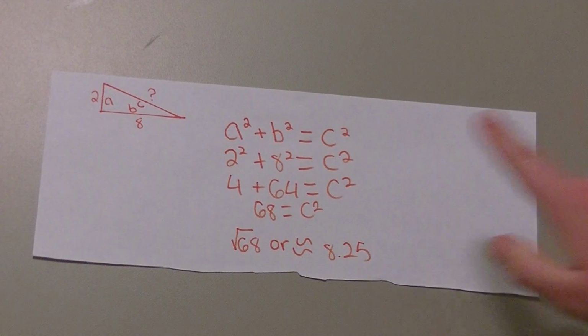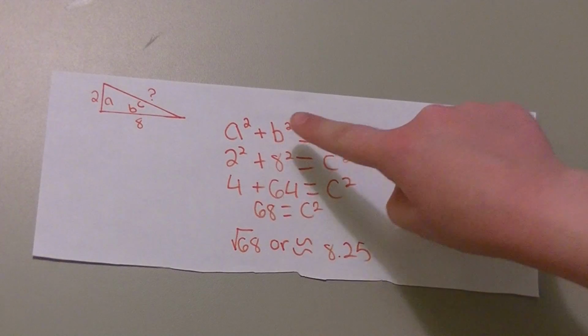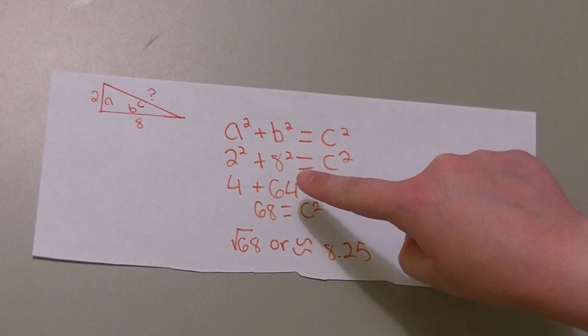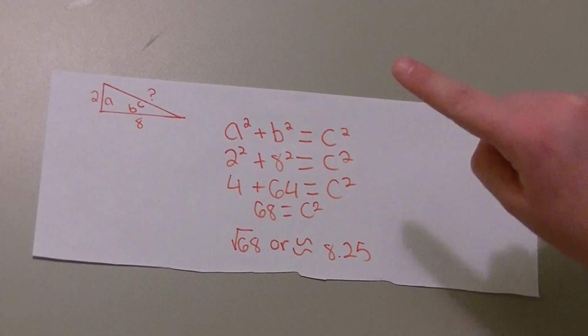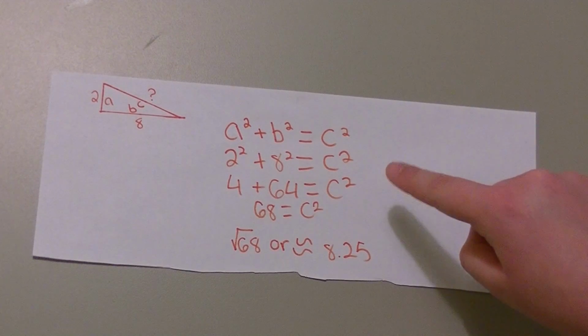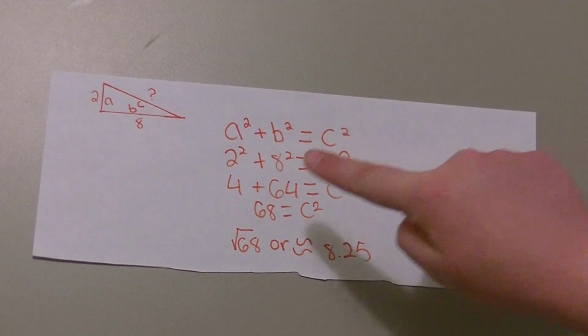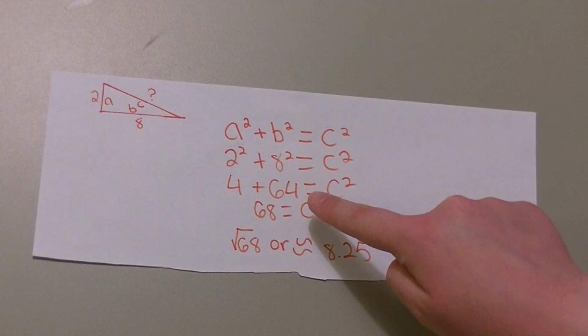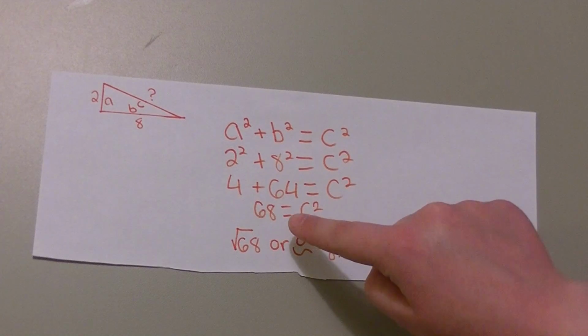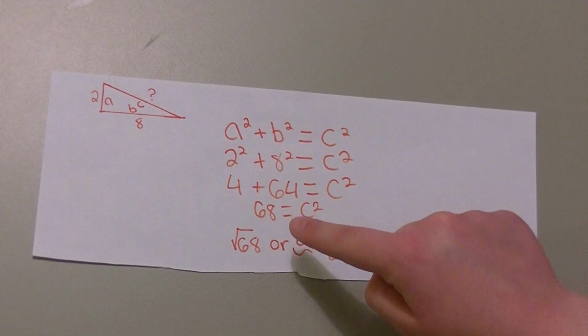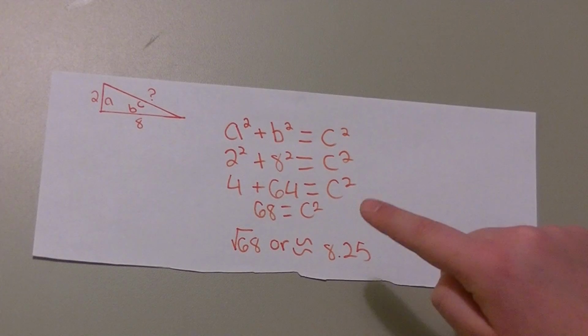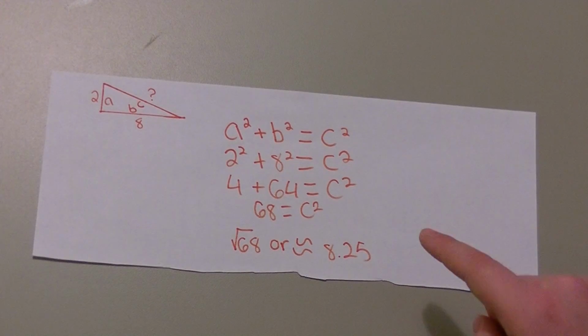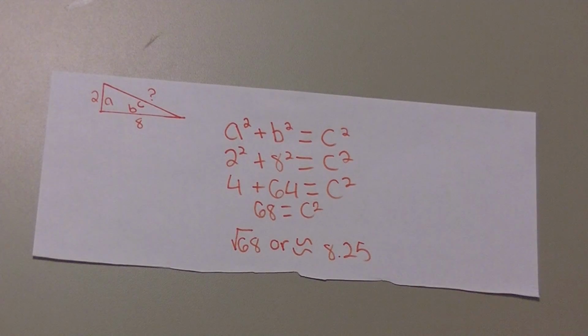We know that side A is 2, and we know that side B is 8, but we still don't know what side C is equal to. So 2 squared is 4, and 8 squared is 64. If you add these two together, you will get 68. So this means that 68 equals C squared, right? Well, we still have to do one more thing. We have to find the square root of 68.